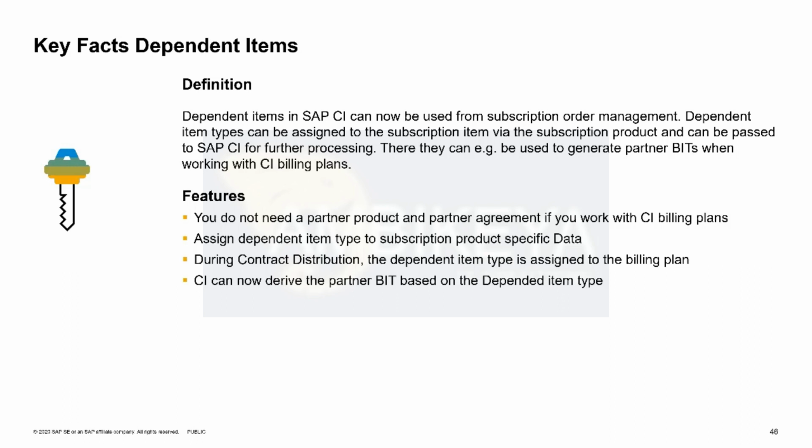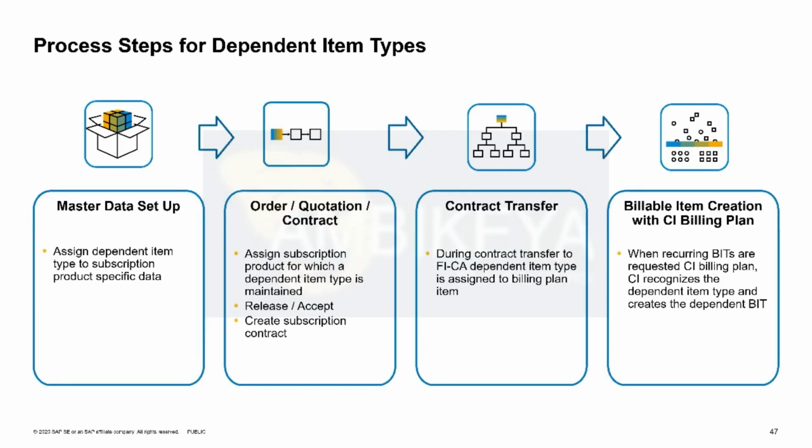So what do you need to do? Again, such a 4-step process. First, you need to do your master data setup. So assuming customizing is now done, you need to assign your dependent item type to subscription product specific data. Then we create our quotation or our order. And this product is attached.